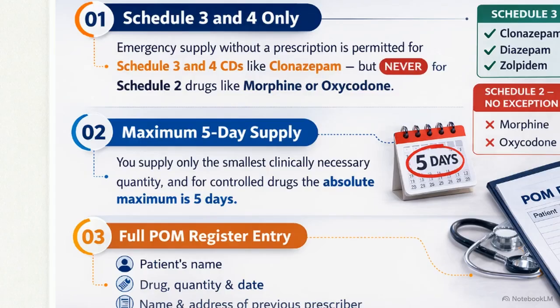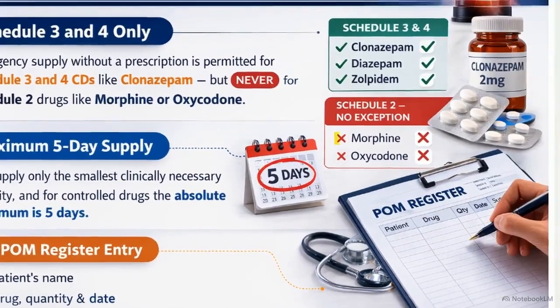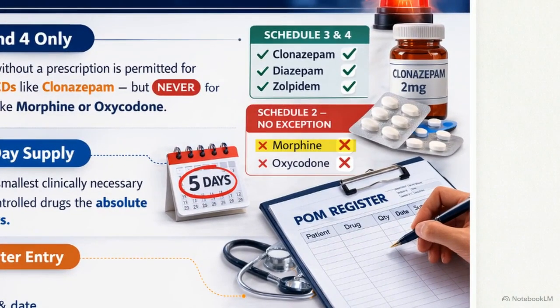This summary details the rules for an emergency supply. Without a prescription, you are permitted to dispense a maximum 5-day supply of Schedule 3 or 4 drugs. You can never use this exception to emergency supply Schedule 2 drugs like morphine.